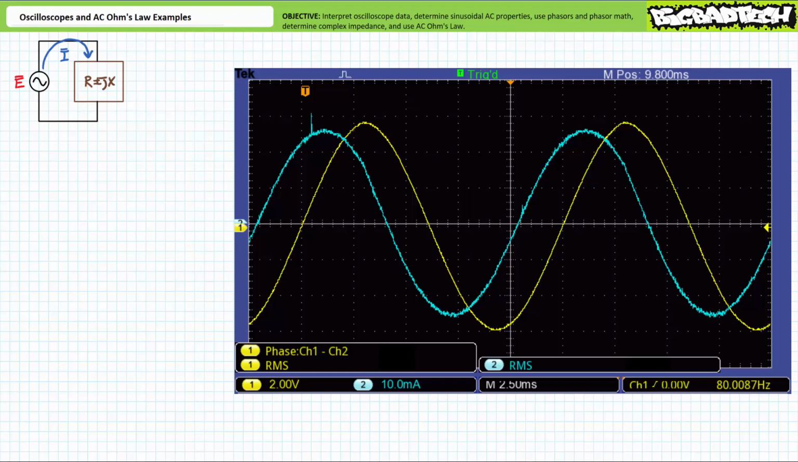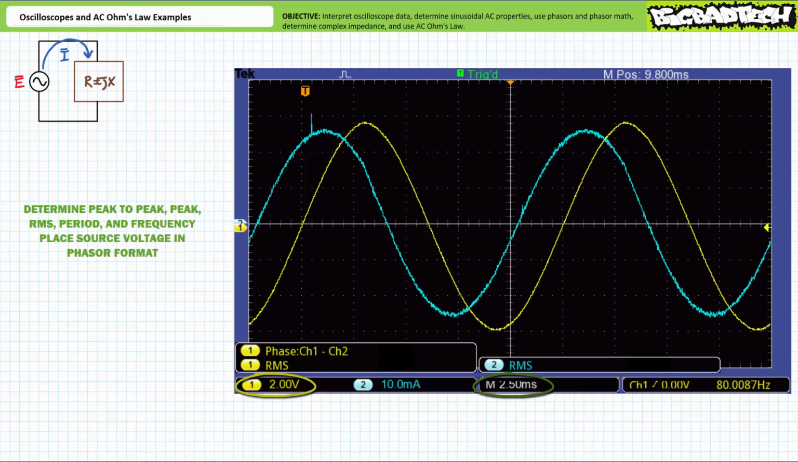Channel 1 in yellow is measuring source voltage. Channel 2 in blue is measuring source current. Let's concern ourselves solely with channel 1 source voltage in yellow for now. Channel 1 is employing a vertical sensitivity of 2 volts per division. Channel 1 is employing a horizontal sensitivity of 2.5 milliseconds per division.